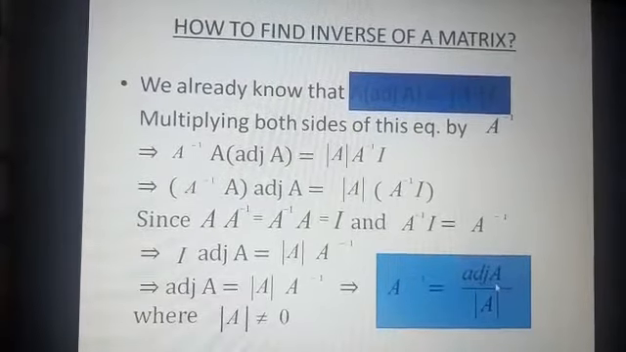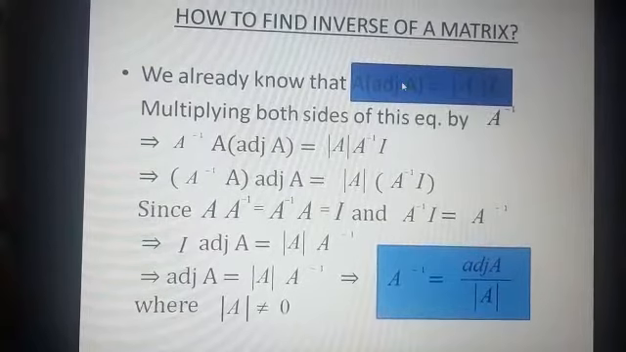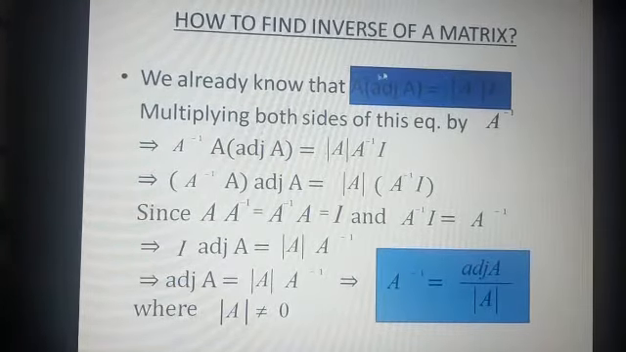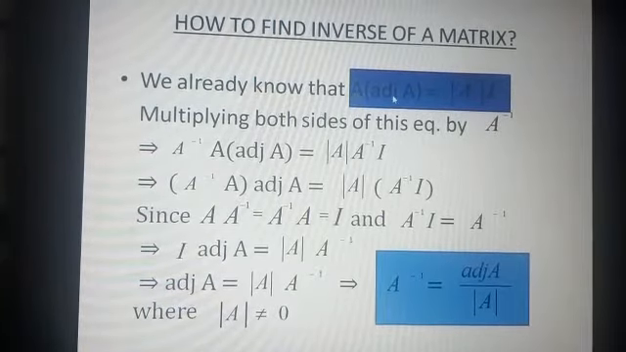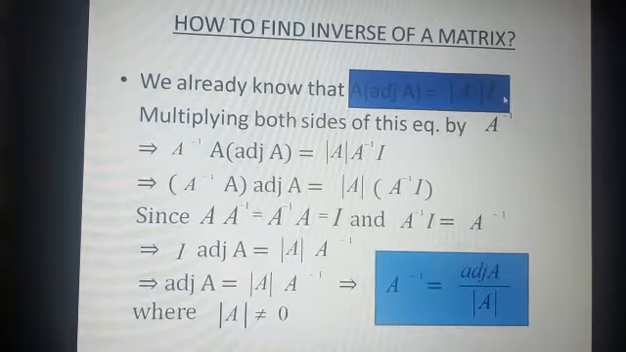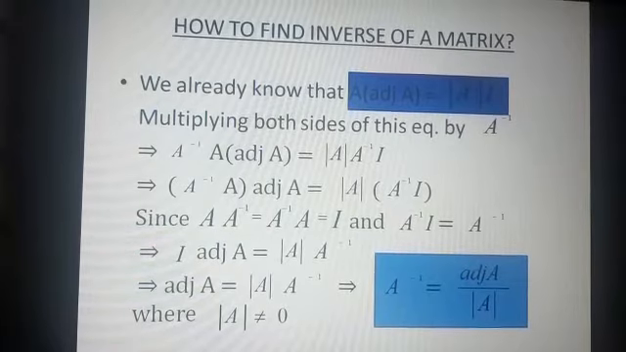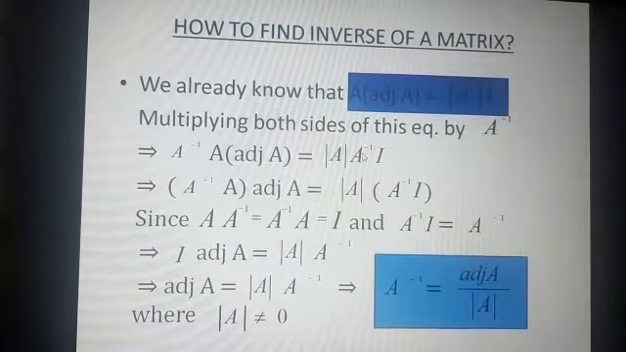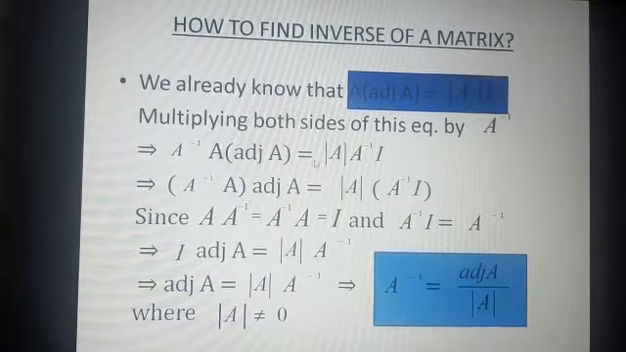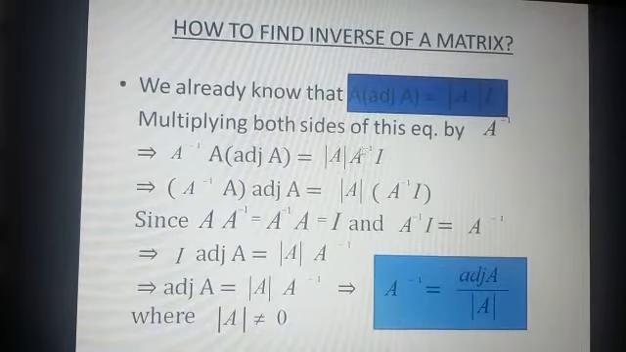How to find the inverse of a matrix. In the previous module, we learned how to find the adjoint and the properties of adjoint. We have seen this property: whenever you multiply a matrix A by the adjoint of A, you get determinant of A into I. If I multiply this equation by A inverse on both sides, then you will get A inverse into A into adjoint of A is equal to determinant of A, which is a scalar, so we keep it outside, into A inverse into I.